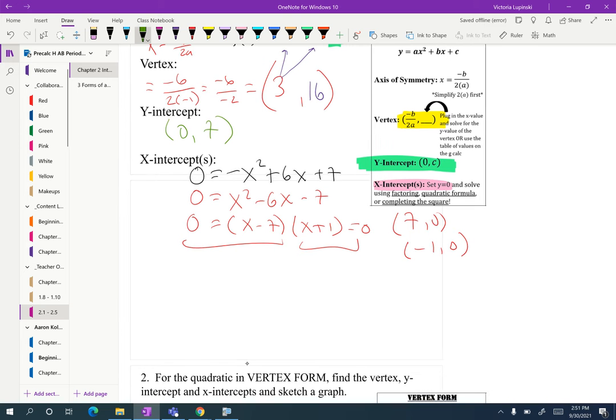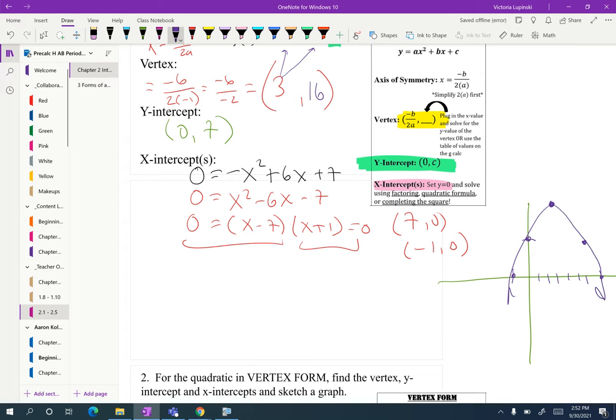A sketch means you don't need to actually count in certain values. You just need to give me a broad picture here. So (3, 16), so up at (3, 16), (0, 7) would be around here. Remember that the axis of symmetry would go through the vertex, cut the parabola in half, and there would be a reflection point on the other side, the same number of units away. Then you have an x-intercept at -1 and at 7. Go ahead and connect the dots.